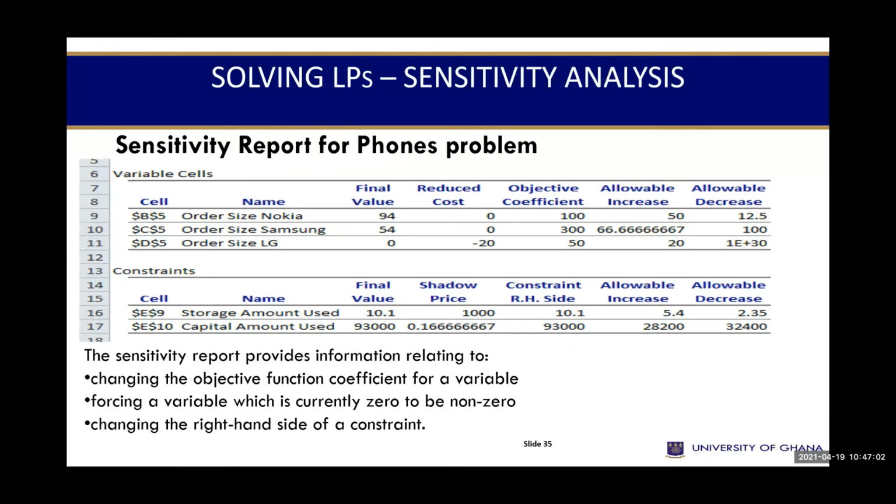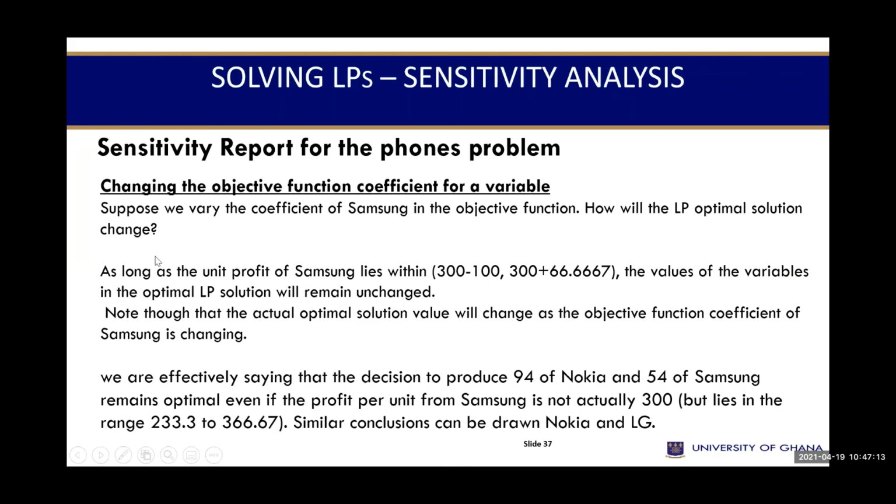Why sensitivity report? Good. So this is one: changing the objective function coefficient for a variable. As long as the profit of Samsung lies within the lower boundary and upper bound, the values of the variables in the optimal solution will remain unchanged. It will still be 94, 54, and 0. But your objective function coefficient will change, means that effectively your total profit will also change, but the optimal solution will not change.